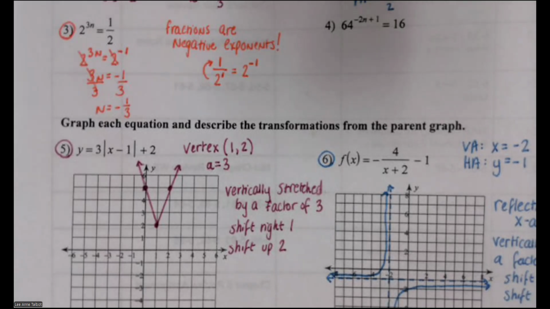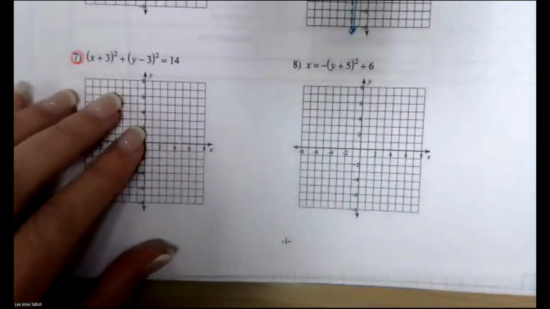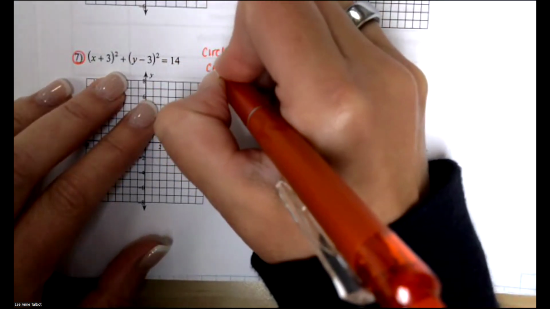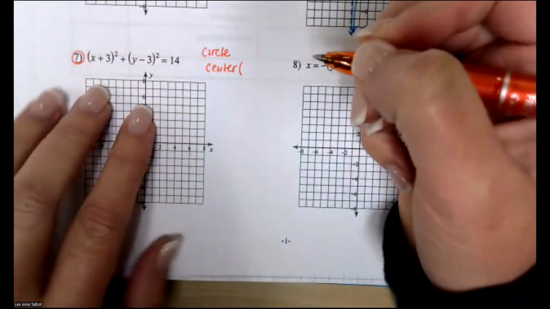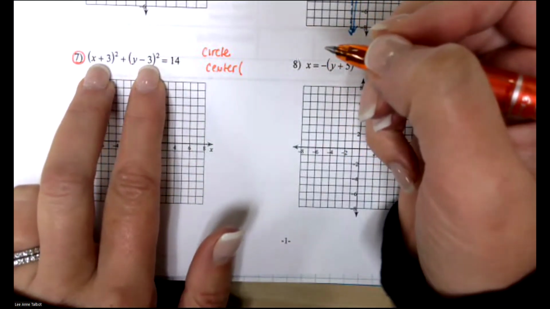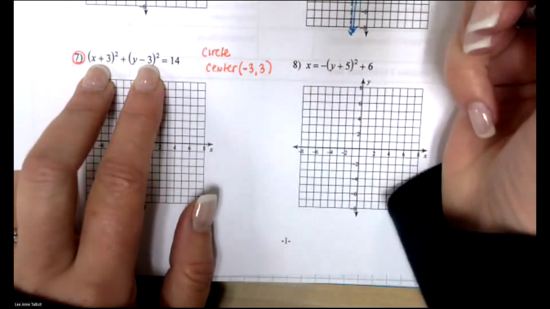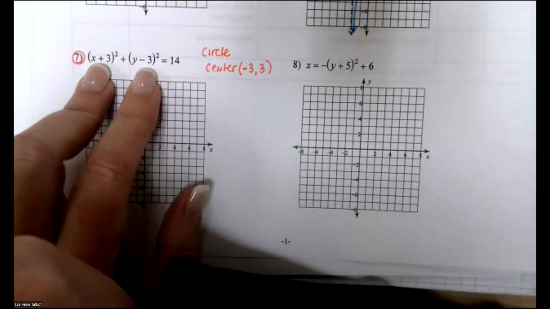And tell me, what shape is that? What shape is number 7? Circle. Okay. This is a circle. And it has a center of negative 3, positive 3. Both are in parentheses, so both need to switch sign.